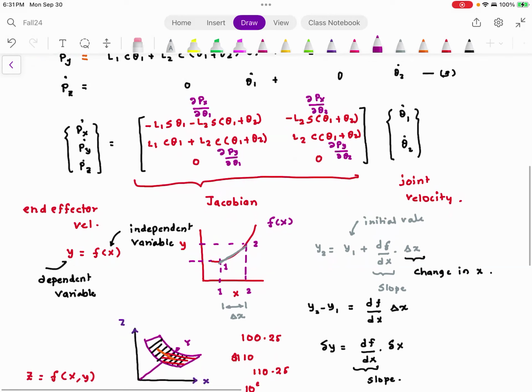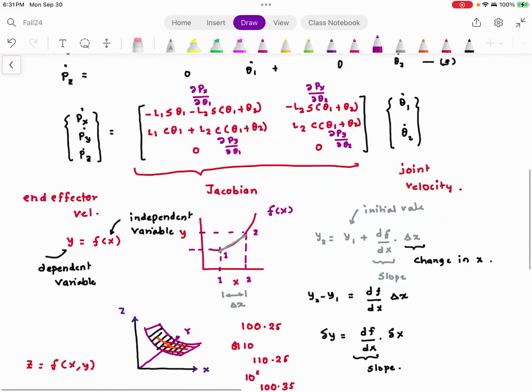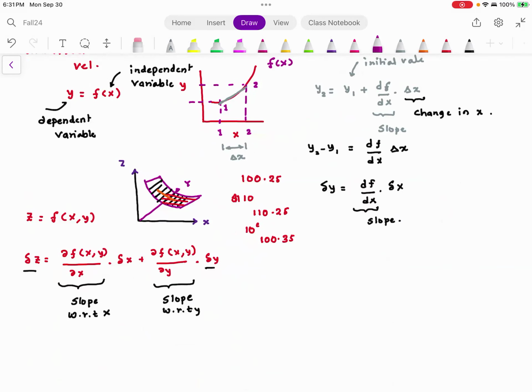So what I want you to understand is, if I were to write down the definition of the Jacobian, px dot, py dot, pz dot, these are the end effector velocities.